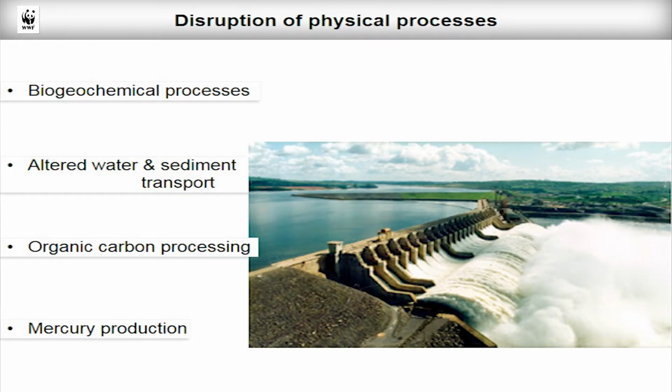Finally, we have mercury production. These same reservoirs often stratify in temperature and create layers of water with low levels of oxygen in the deeper layers. Low levels of oxygen lead to the formation of methyl mercury, which is a type of mercury that is poisonous and that we should be concerned about. Mercury being produced in the dam reservoirs flows downstream, contaminates biota and even humans.